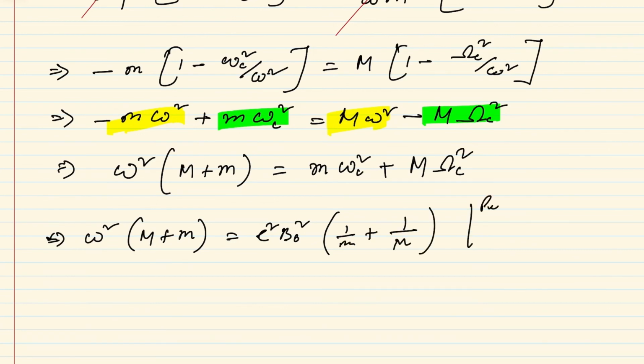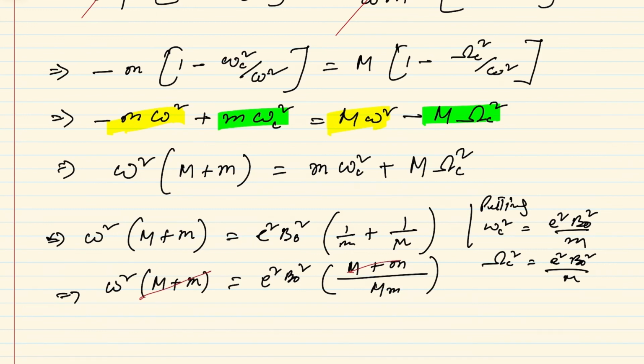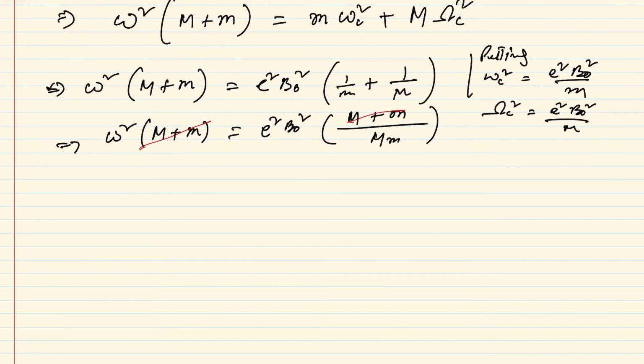Okay, so what we have done is putting omega c square equal to E square b naught square by small m, and Omega c square equal to E square b naught square by capital M. Here you can see, if you simplify this, on taking the LCM, capital M small m, here we will get capital M plus small m. So in omega square, capital M plus small m, these terms cancel. So from here the final expression will be like this.